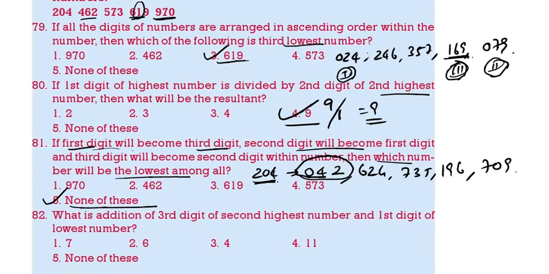What is the addition of the third digit of the second highest number? Second highest number 619. In this, the third digit is 9. Then the first digit of the lowest number. Lowest number 204. First digit 2. 9 plus 2 is equal to 11. 11 is the correct answer.